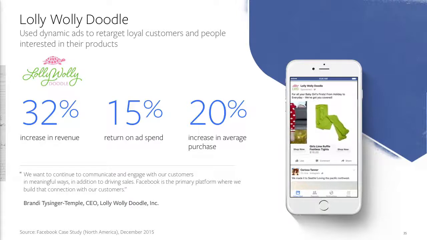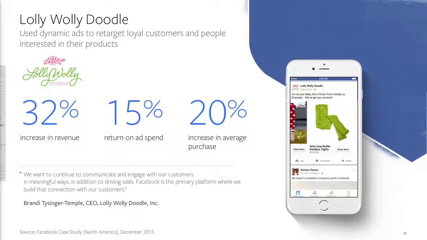To share its robust product catalog with new and established customers, Lolly Wally Doodle used Facebook's dynamic ads. To begin, the company tagged every item in its catalog, and then uploaded that catalog to Facebook. Lolly Wally Doodle placed the Facebook pixel on its website to understand consumer behaviors, like which products they were viewing and adding to cart.